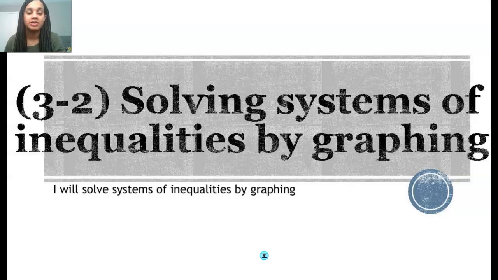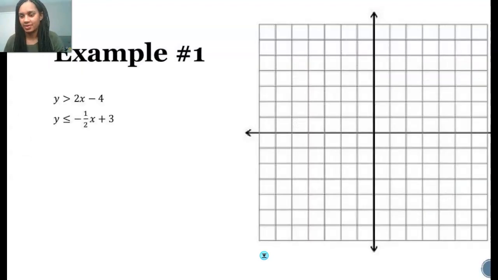Hi guys, today we're going to talk about section 3-2, which is solving systems of inequalities by graphing. So there's a couple of extra things you need to think about, such as, is my line solid? Is it dashed? Do I shade above? Do I shade below? Let's get started.